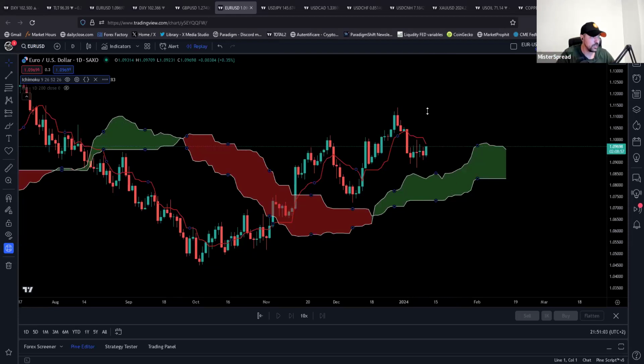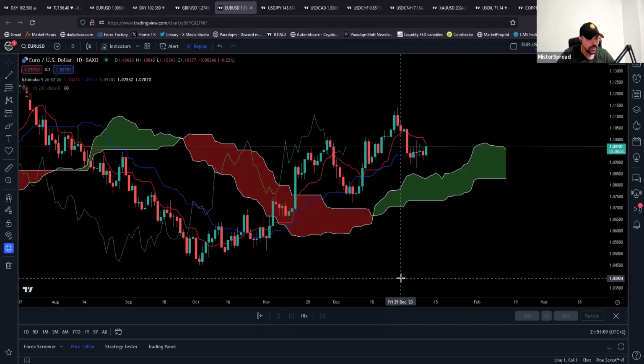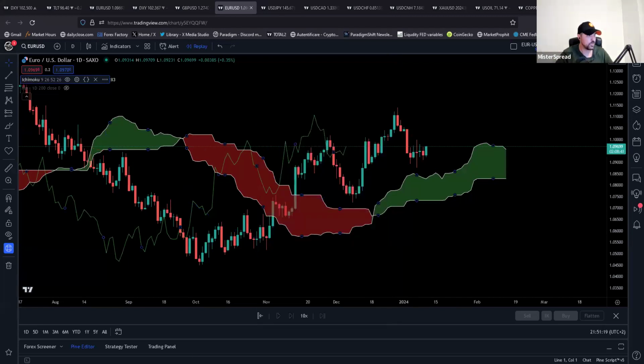Lagging span, sorry. This is the last one. Like I said, I don't use it. I just use it for higher time frame trends, and I use it just as a final confirmation. Okay. Let me remove the other two, which this is it. This is the lagging span, the last piece of the puzzle.